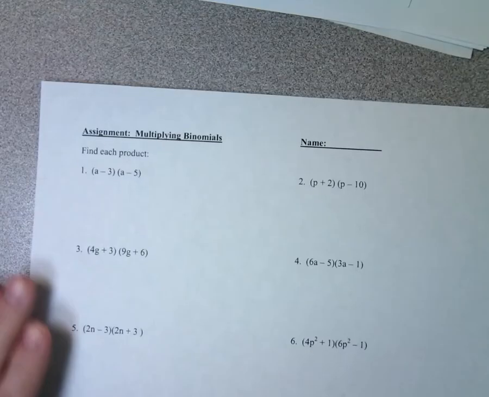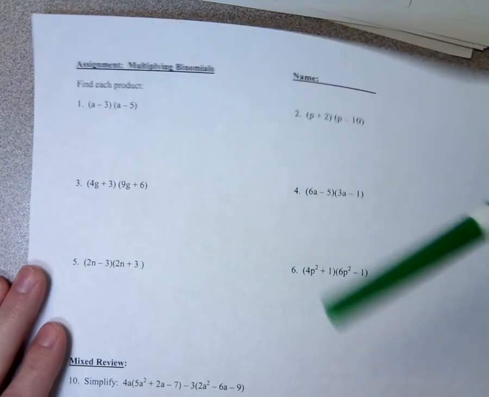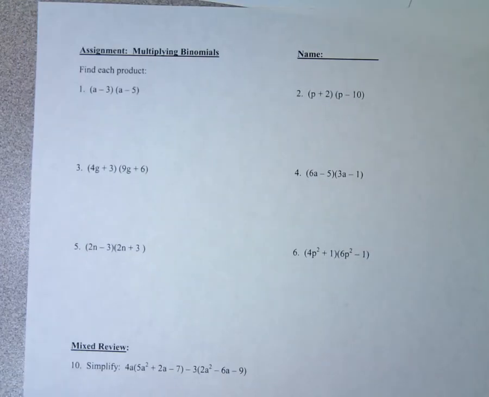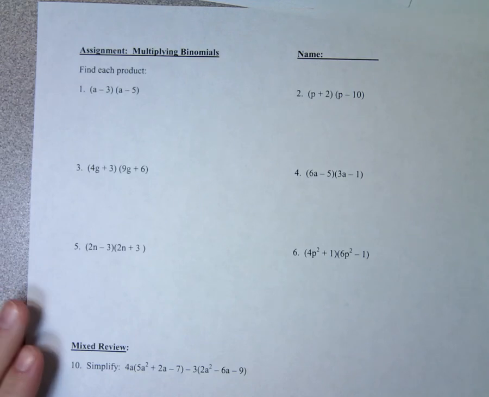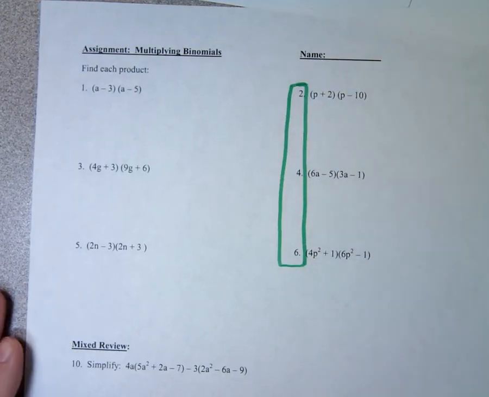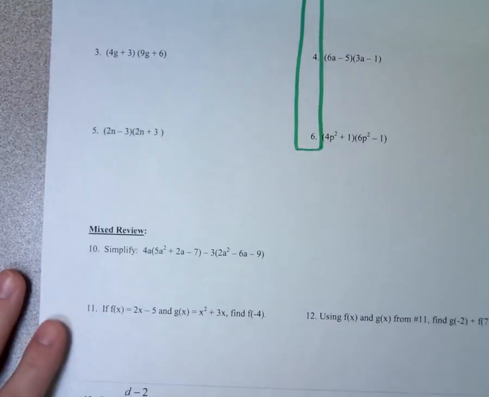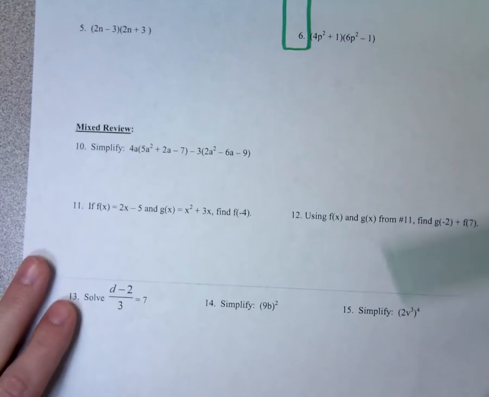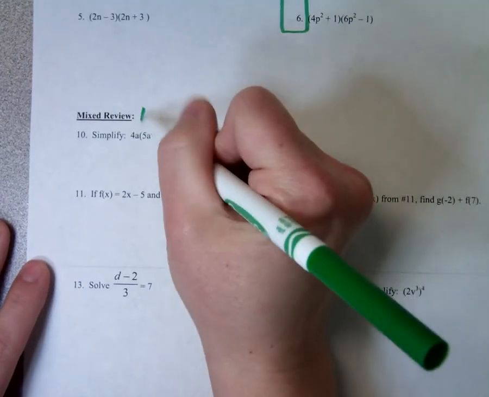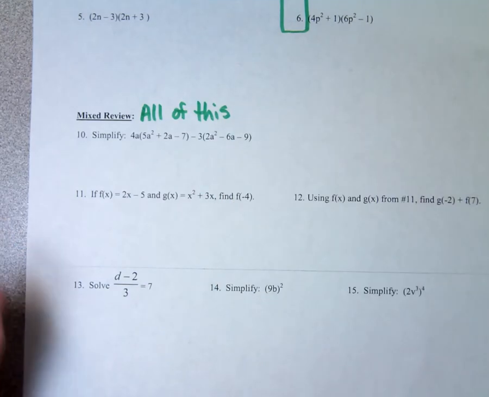All right. And then on this one, that went with the last lesson, the assignment multiplying binomials, I'm going to have you do, let's do the evens, 2, 4, 6. And then I'm also going to have you do that whole bottom section, because that whole bottom section is review. So down here where it says mixed review, we're going to do all of this. Okay, that's it. Thank you.